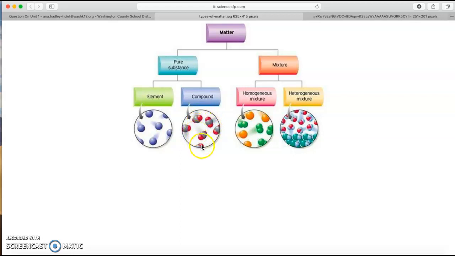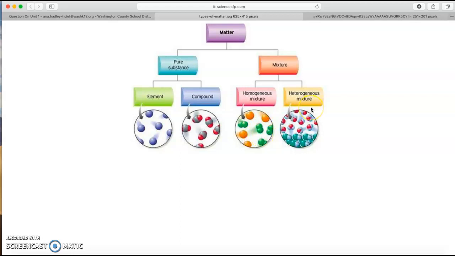Now on the other side of this, we have mixtures. Now mixtures have more than one type of item in them, meaning they're not chemically combined. See how this atom is not chemically combined to that molecule? Because they are different from one another and they're not chemically combined, it's a mixture. Now, mixtures can either be homogeneous or heterogeneous. Homogeneous mixtures are evenly mixed throughout. So our yellow atoms here are evenly distributed throughout this green molecule.